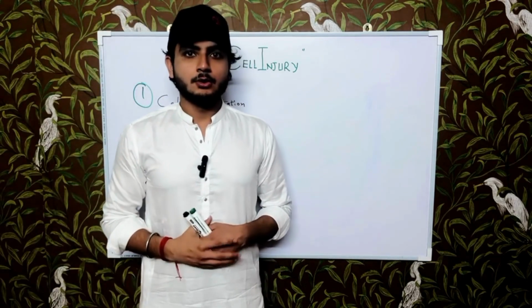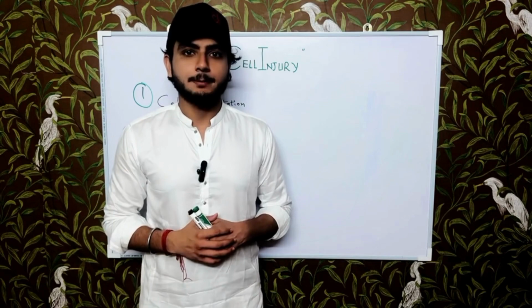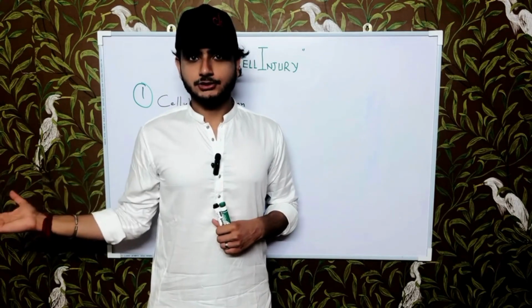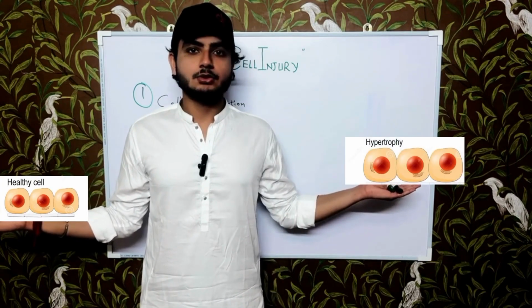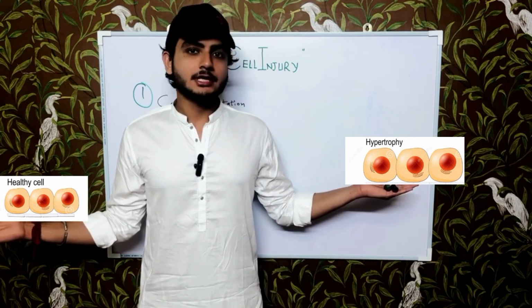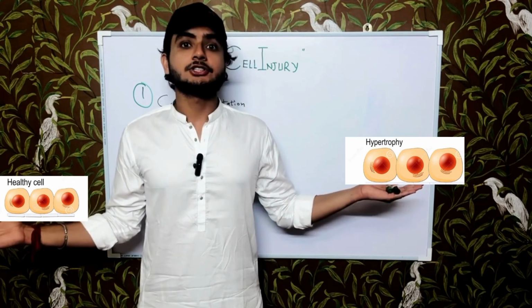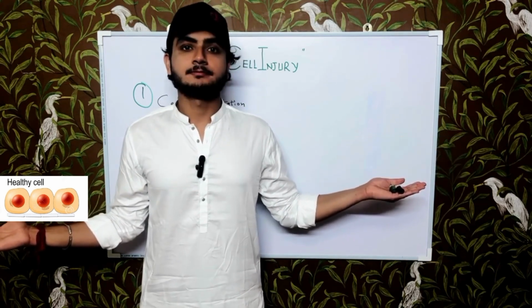Now we're going to look at the picture of hypertrophy. Right now, this is the normal tissue, and this is the tissue which has undergone hypertrophy. You can clearly see that in the tissue which has undergone hypertrophy, the cellular size has increased, due to which tissue size has also increased.